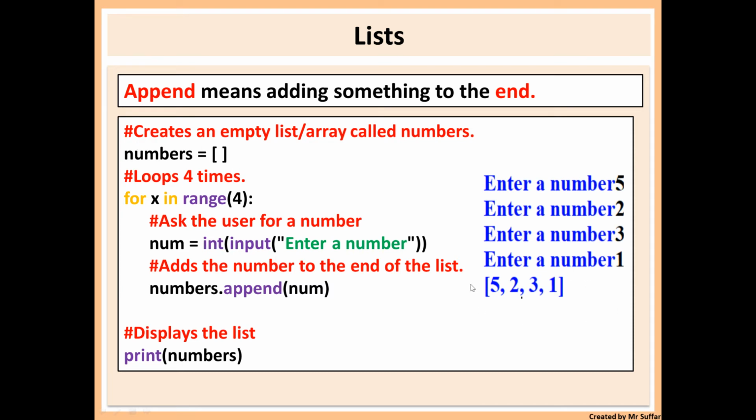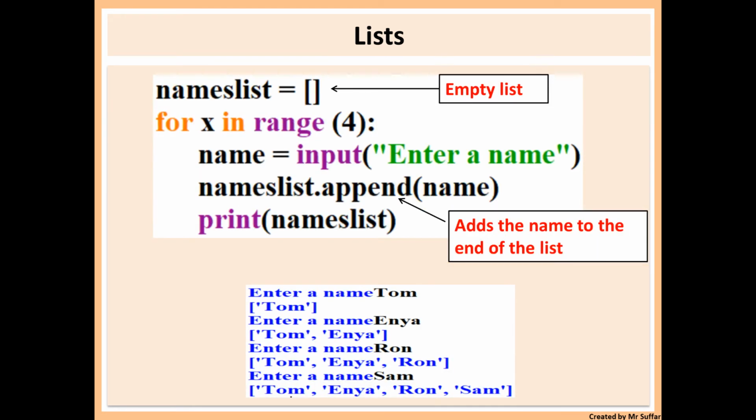Now this is a list because it grew in size. It started with 0 items inside it and it ended up with 4 items. Because it grew in size, that's why it's called a list rather than an array, even though the concept is exactly the same. Here we have another example.